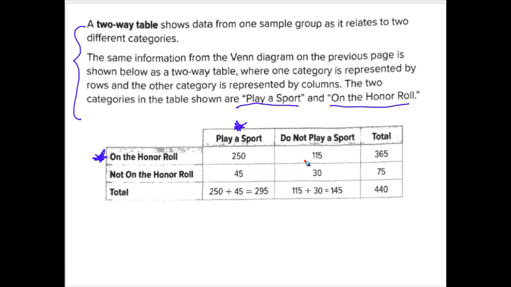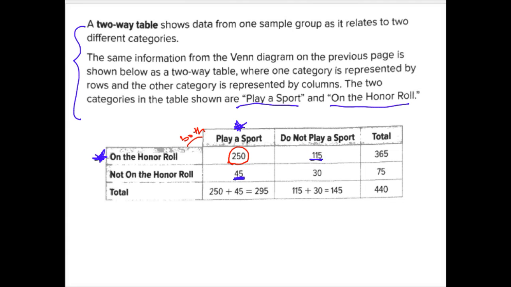Okay. So on the honor roll only was 115. Take a look at your Venn diagram. Play a sport only was 45. And then the kids that were both, remember that's the one that we added together with my 115, was 250. So 250 play both. Okay, so 250 are both honor roll and play a sport. For this 45 right here is only play a sport, not on the honor roll. 115 is on the honor roll but does not play a sport.